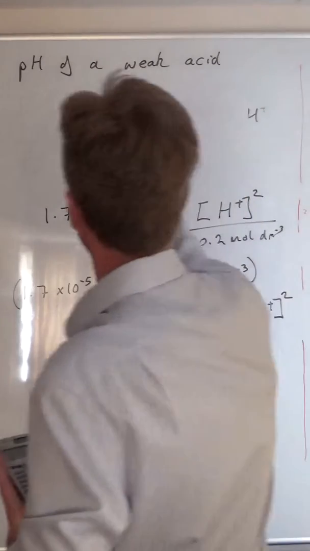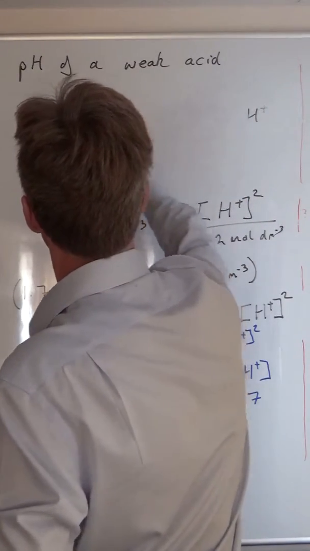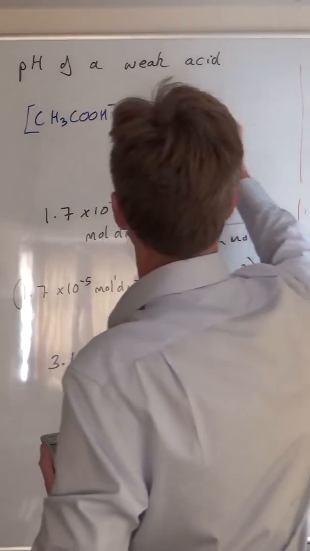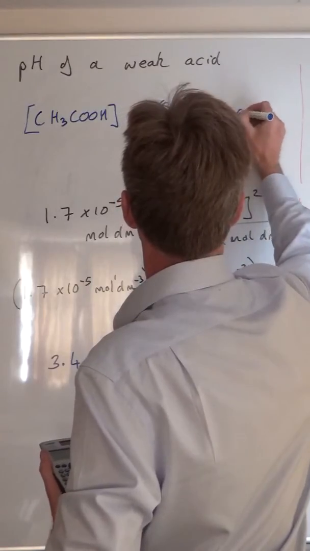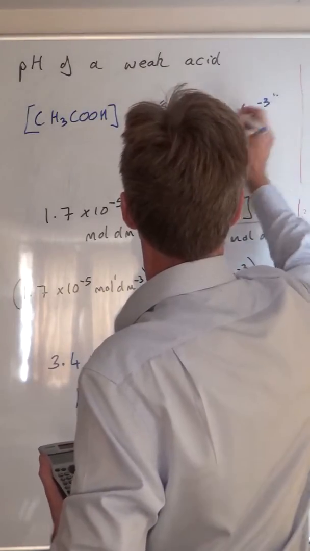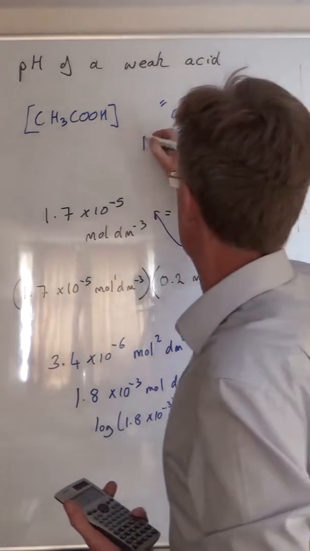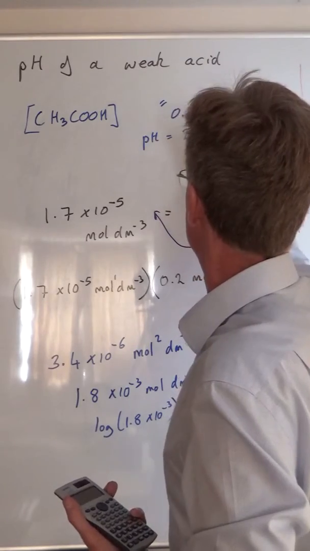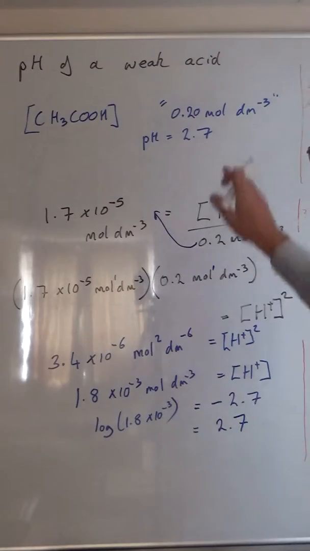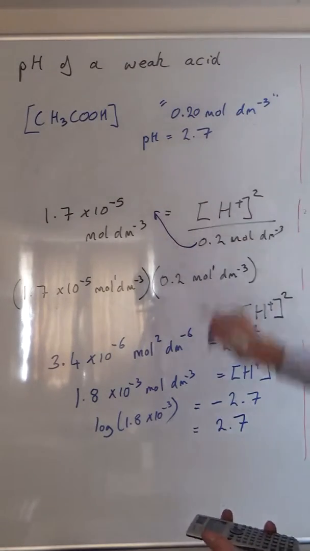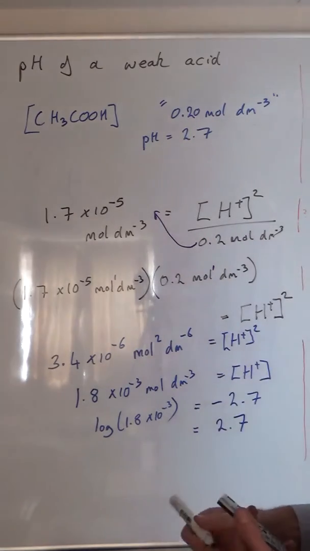If you've got CH3COOH, and it says on the bottle 0.2 moles dm to the minus 3, but I make that two figures because that's what my pH is at, and the pH equals 2.7, which is not as low as what you had with 0.2 moles per decimetre cubed of the strong acid, the HCl. That one was down at 0.7.